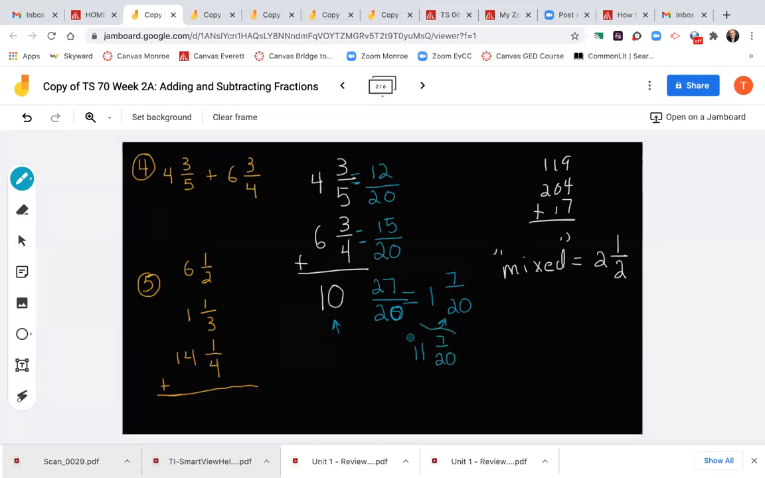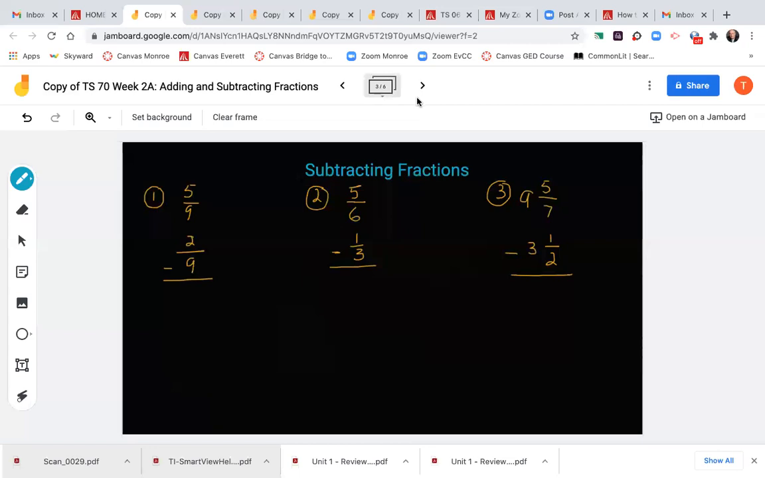And I really encourage you to do this, because often your teacher will say, reduce all your answers, okay? I always ask myself, can I reduce 7 over 20? No, I can't. Nothing goes into 7 that also goes into 20, and 7 doesn't go into 20 cleanly, okay? All right, I think that's enough for this page for adding. For the sake of time, I'm going to move on to some subtracting, okay?